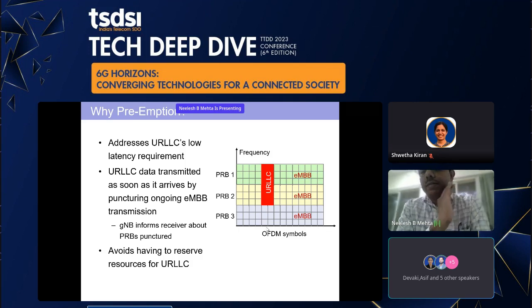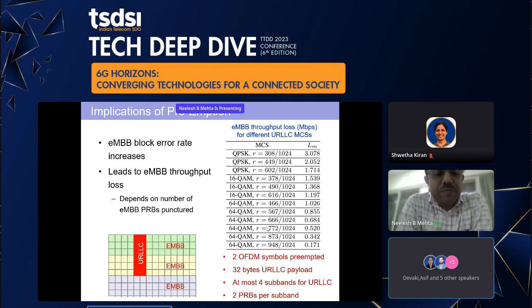Assume nothing was transmitted in them and then go ahead and decode. Otherwise, you'll just get very confused. But this is preemption. It's a very natural idea. And what are the implications of preemption?